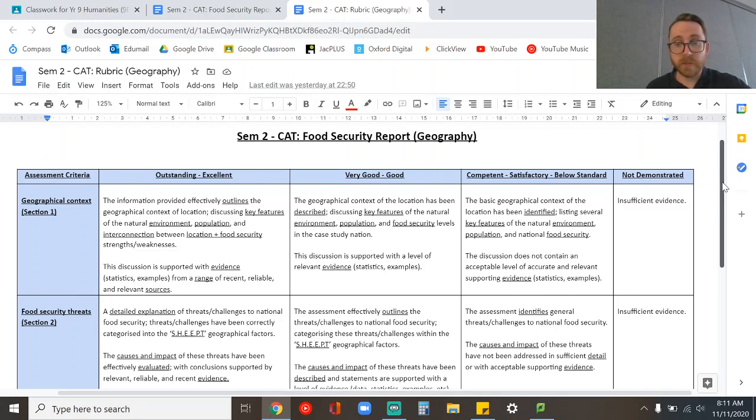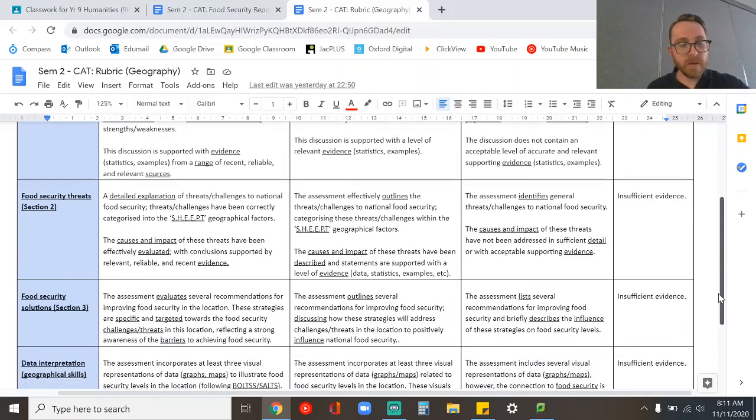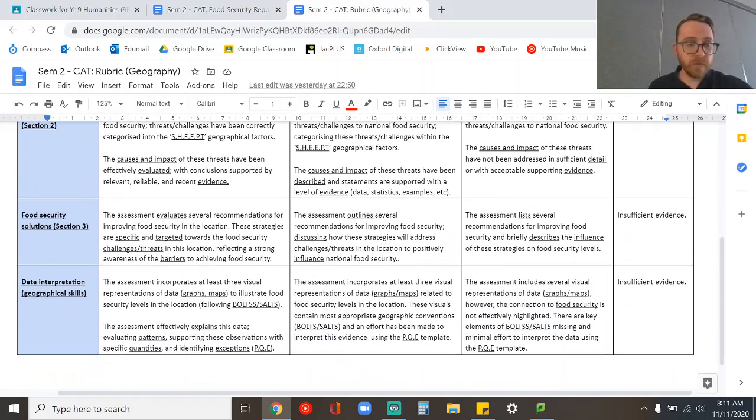Cool. I'm not going to go through this rubric in too much detail. It is there. I want you to look at it. But you can see that there are 3 rubric criteria for the key sections. So you're being graded on section 1, section 2, section 3. And then the other thing you're getting graded on are those visuals. So your 3 visuals of data, the maps or the graphs, and your PQE.